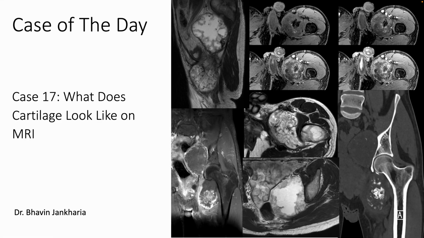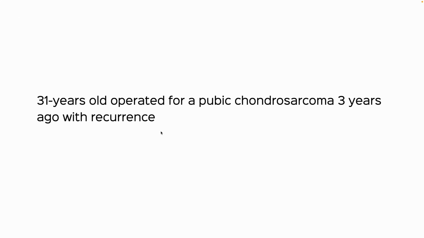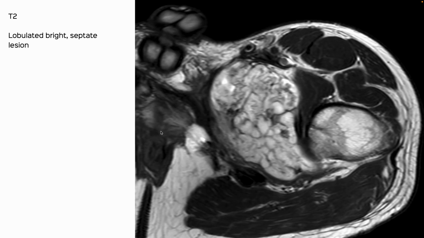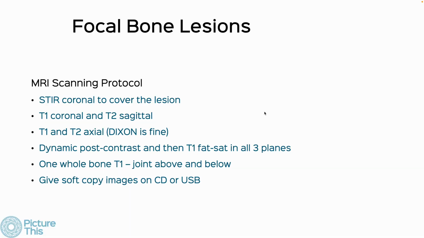What does cartilage look like on MR? This is a 31-year-old operated for a pubic chondrosarcoma 3 years ago, now has recurrence. There are two components to this lesion. The one here that you see in the proximal thigh has a classic lobulated T2 bright appearance. This is cartilage in any focal bone lesion. And if we can remember this appearance, I think it just becomes very easy to get that.